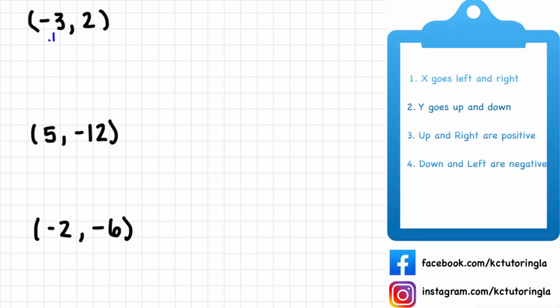X first before y, so x is -3. X goes in the left and right direction, and it's negative, so it will go to the left 3. Remember the mantra, right and up are positive. Y goes up and down, and it's a positive 2, so it'll be up 2. The point -3, 2 is 3 to the left and 2 up from the center.